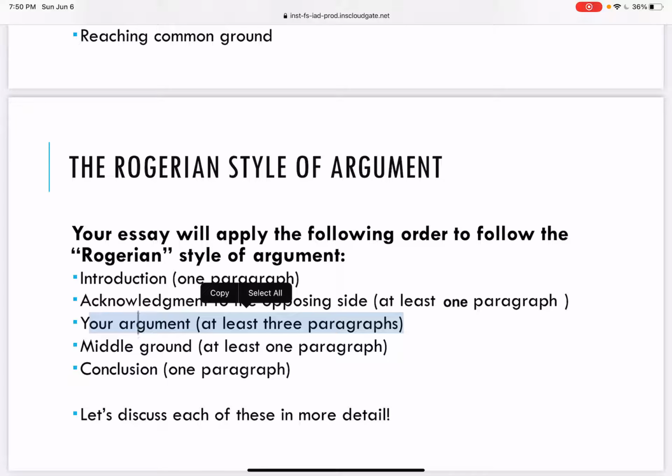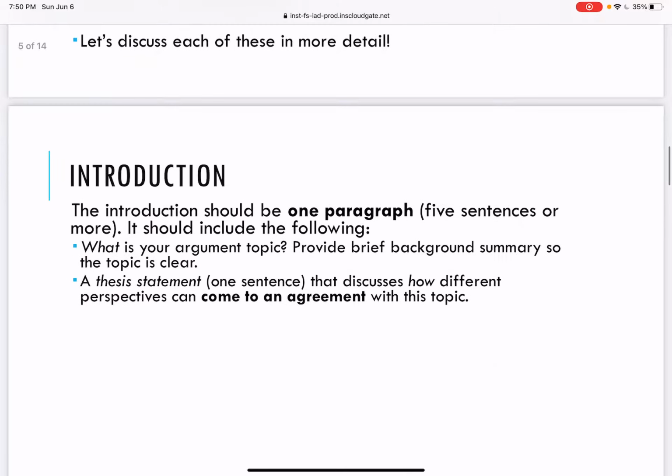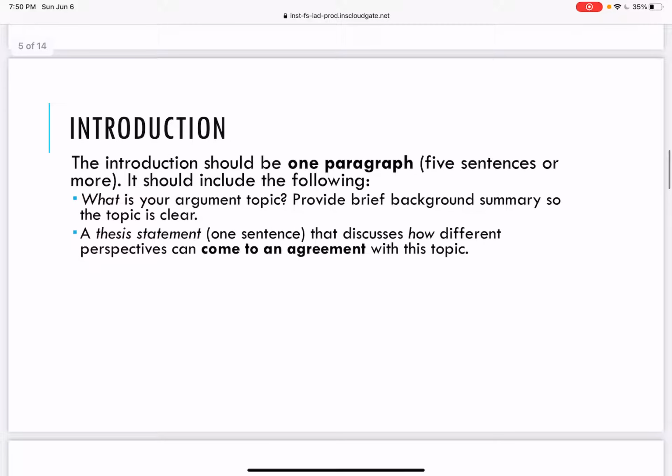Then you dedicate enough time to your argument. Then you reach the middle ground, and then you have a conclusion. So I'm going to discuss each of these in a little bit more detail. And I also have a sample that I'm going to be referring to, because I'm a visual learner. I like to have something concrete to compare. So I hope this helps.